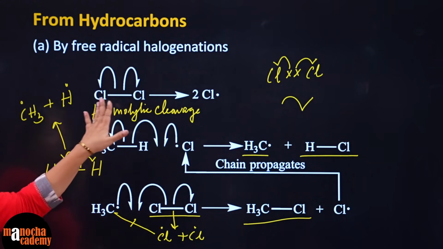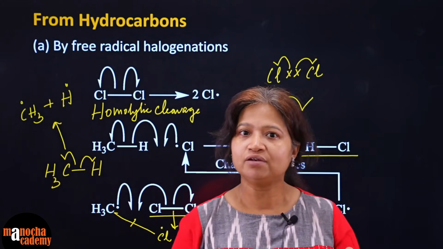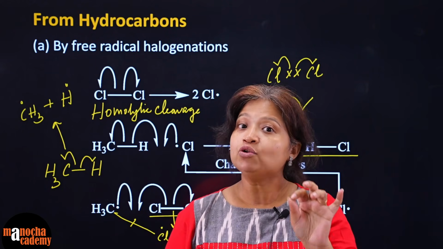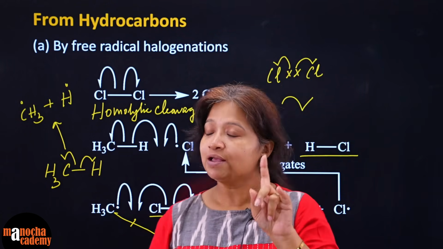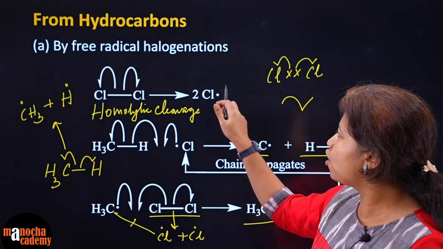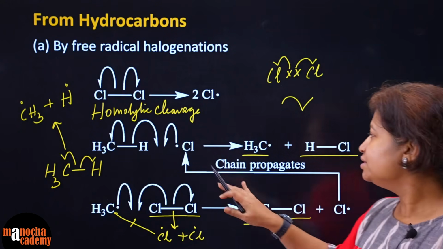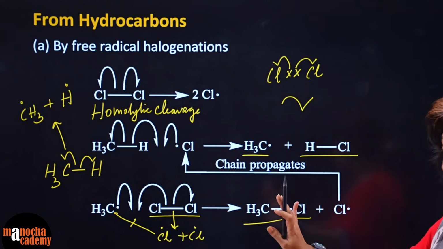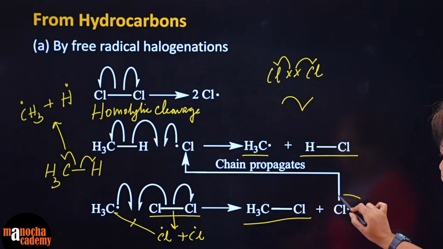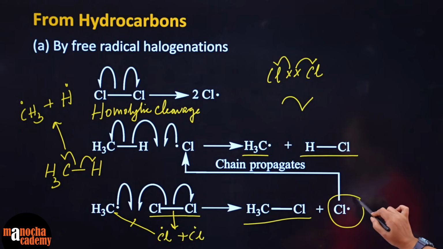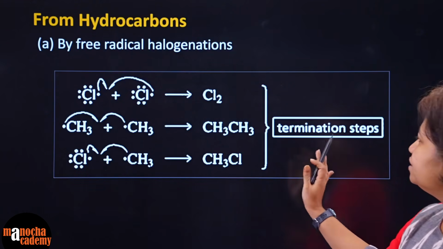So this step is called the initiation step. You need light to initiate the reaction. Only to initiate, not to continue. Why initiate? Because you see here, to form the chlorine radical. But then why not to continue? This is called the propagation step, because you see here, as the reaction is progressing, the chlorine radical is regenerated, which will react with another one. This is the termination step.